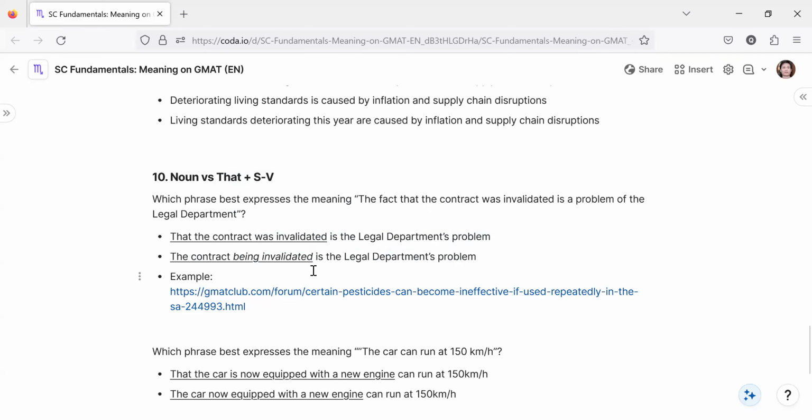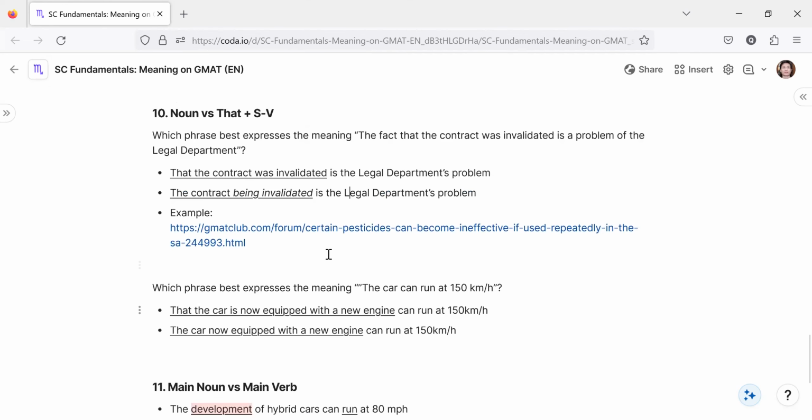If the author just wants to say the contract itself is the problem, and the fact that it's invalidated is just additional information, not crucial to what the problem is, then the second sentence is better. So you have to pay attention to that when you see this difference in the answer choices. What is the author's meaning? What is the author trying to get across here?